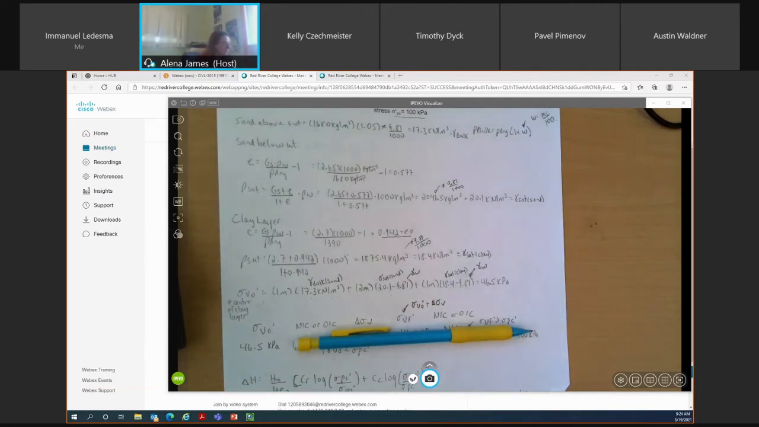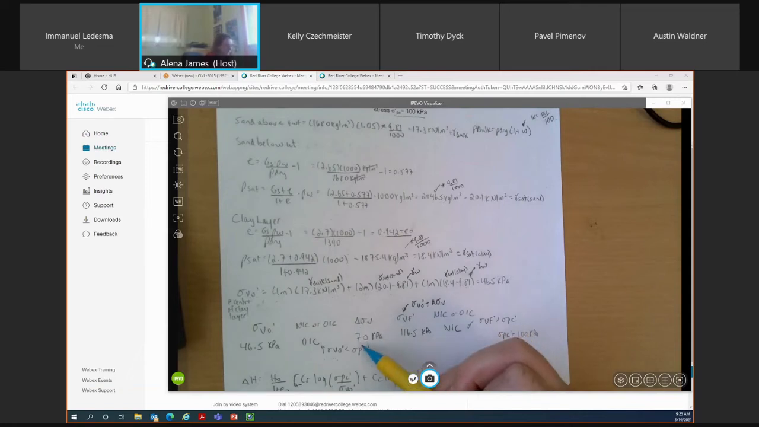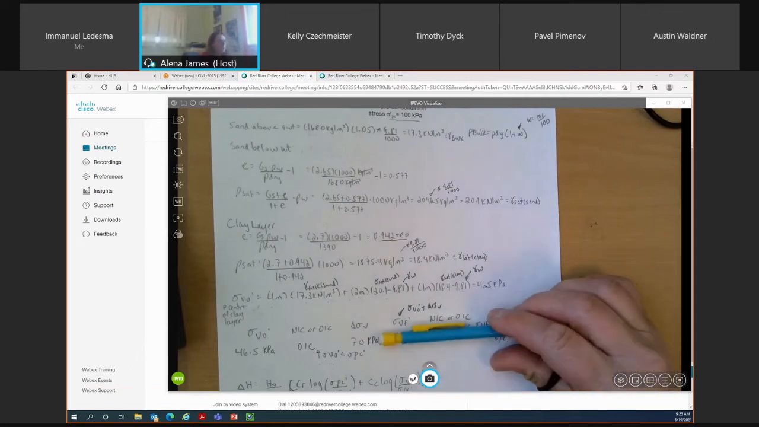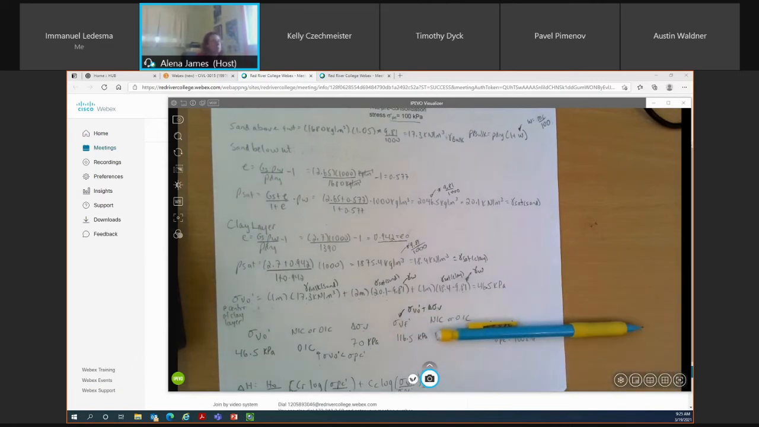The problem states that my increase in stress due to my vertical load is 70 kPa. So my delta sigma V was given in the problem; I didn't have to calculate it. Now I'm going to determine what my final effective stress is. My final effective stress is always my initial effective stress, sigma V naught prime, plus my increase in vertical load, which the problem told me was 70 kPa. So my final effective stress is 46.5 plus 70 kPa, which is 116.5 kPa.